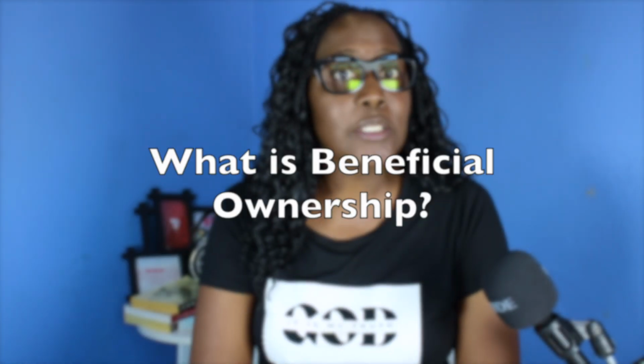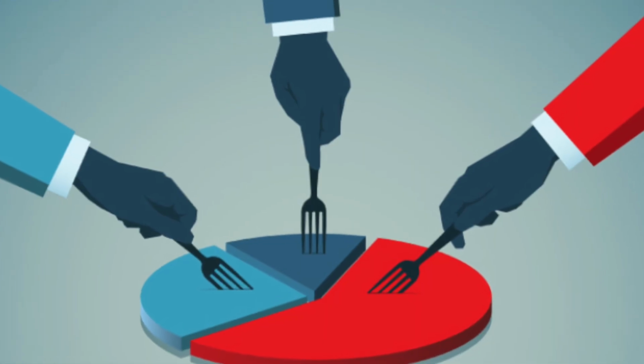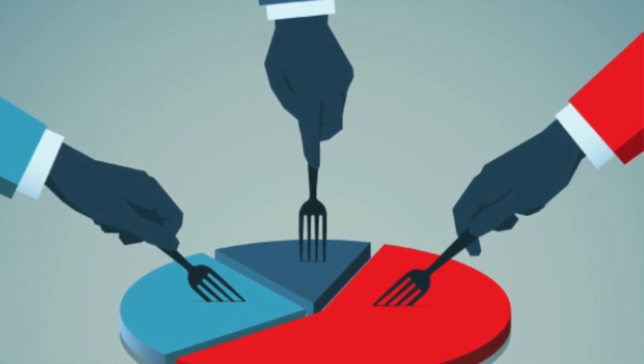So in simple terms, beneficial ownership means who actually owns and controls your business, even if their name isn't on paper. It's the person or people who benefit from the profit, have control behind the scenes, or can make big decisions. And according to the new CIPC regulation, every registered business in South Africa now needs to keep a beneficial ownership register and submit it through CIPC.